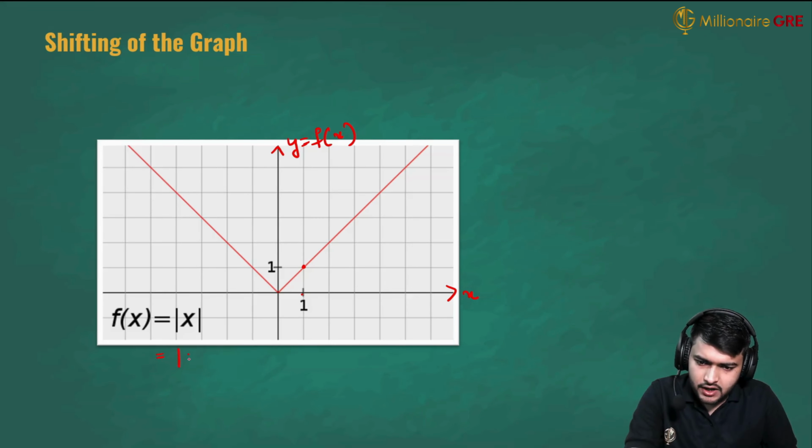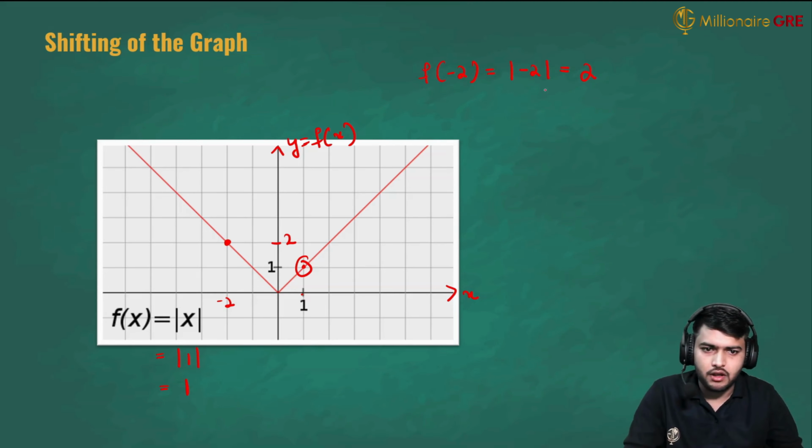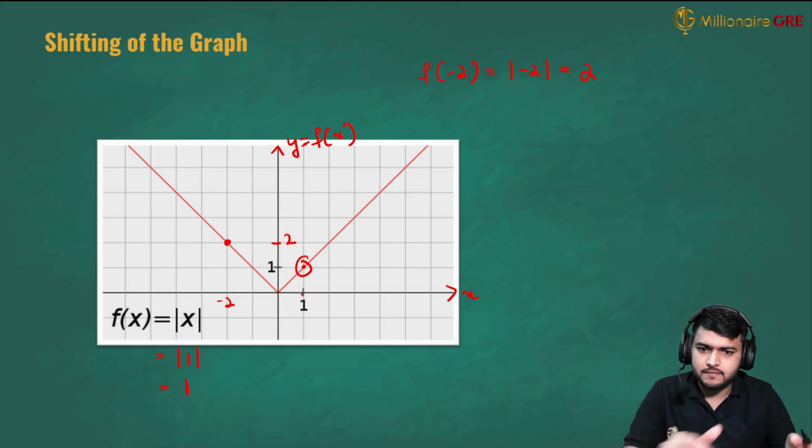And you can check here. If you put x as 1, mod of 1 is 1. So f(x) is 1, which satisfies. Similarly, if you put x as minus 2, you get the value of y or the value of f(x) as 2. And you can check. If you put minus 2 in place of x, the answer will be mod of minus 2, which is equal to 2, because absolute value always gives you a non-negative number. If the term inside is negative, it will give you a positive term. Right? This is the graph of f(x) is equal to mod x.